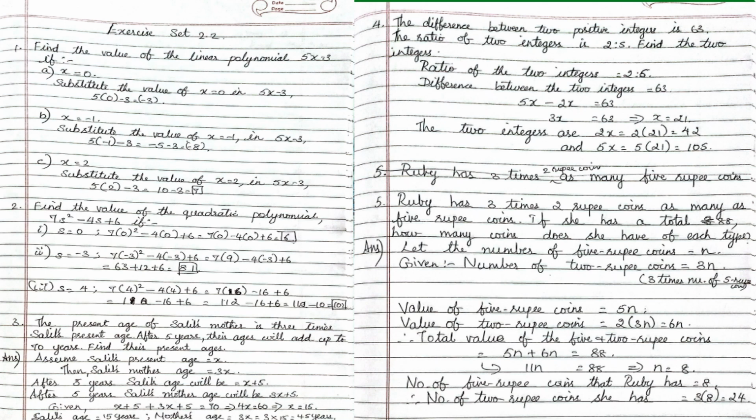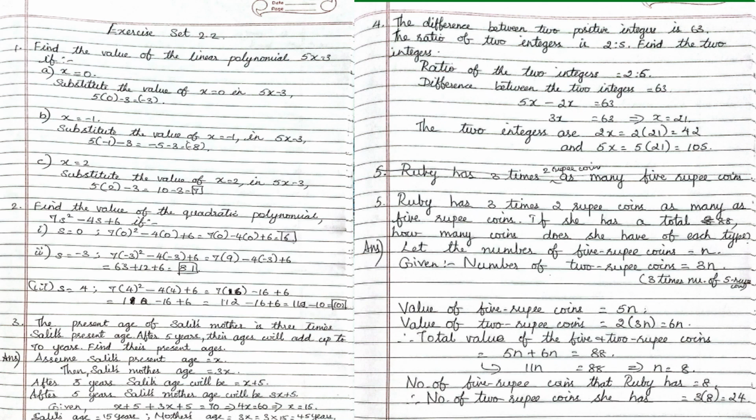to 2. So for each one of the values of x, we need to find the value of the quadratic polynomial. Same as sum number 1, just substitute the value and derive the value of the given expression.